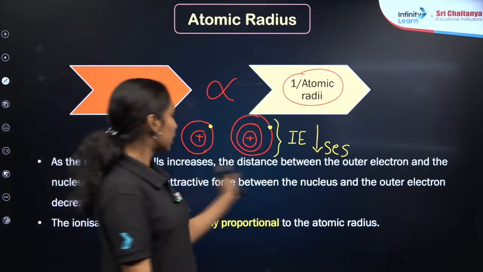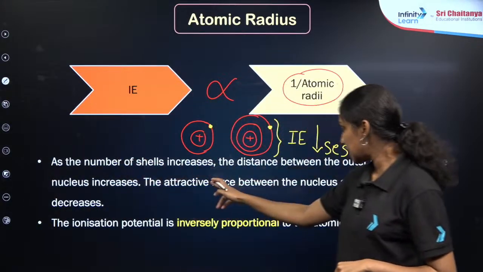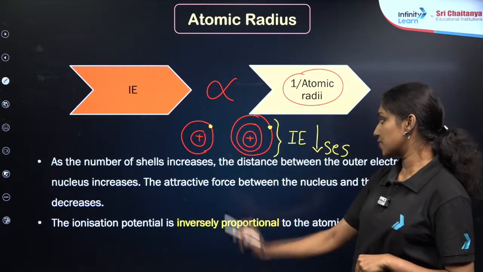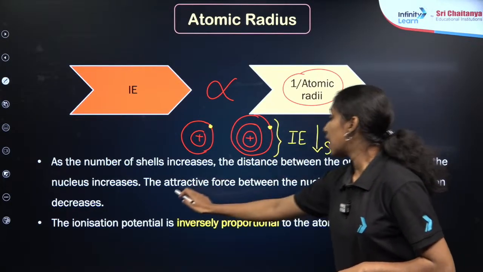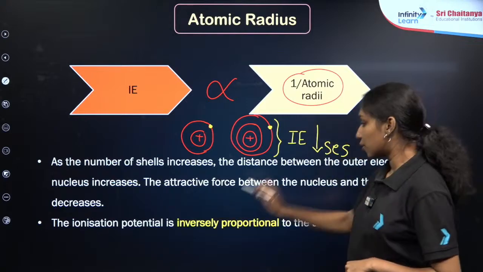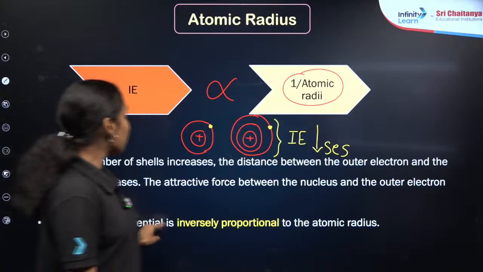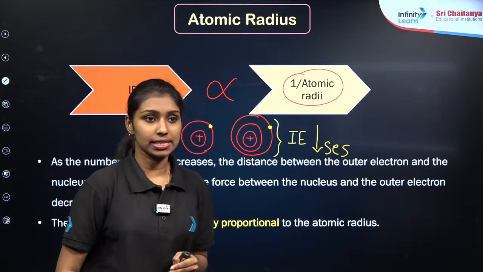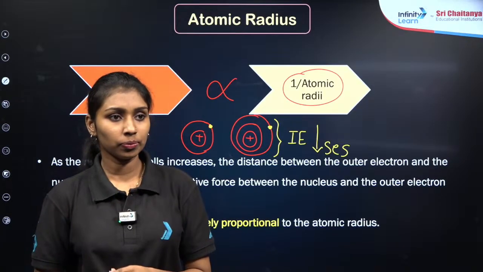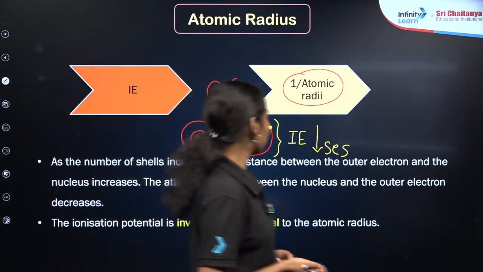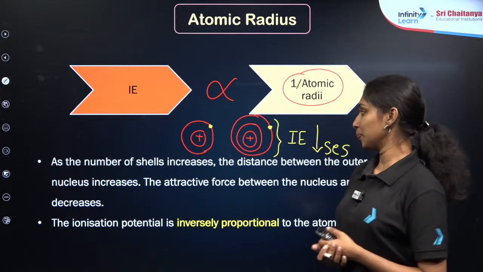This is the same thing I have written over here. As the number of shells increases, the distance between the outer electron and the nucleus increases. The attractive force between the nucleus and the outer electron decreases. Therefore, ionization potential or ionization energy is inversely proportional to the atomic radius. Clear? Is everything clear?